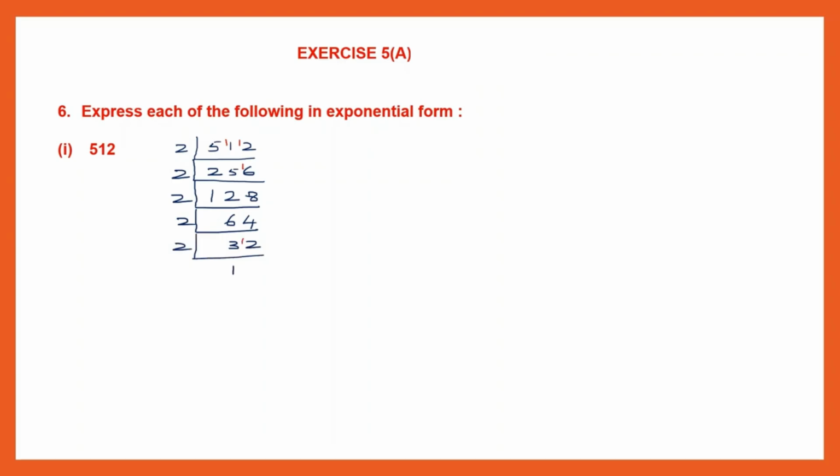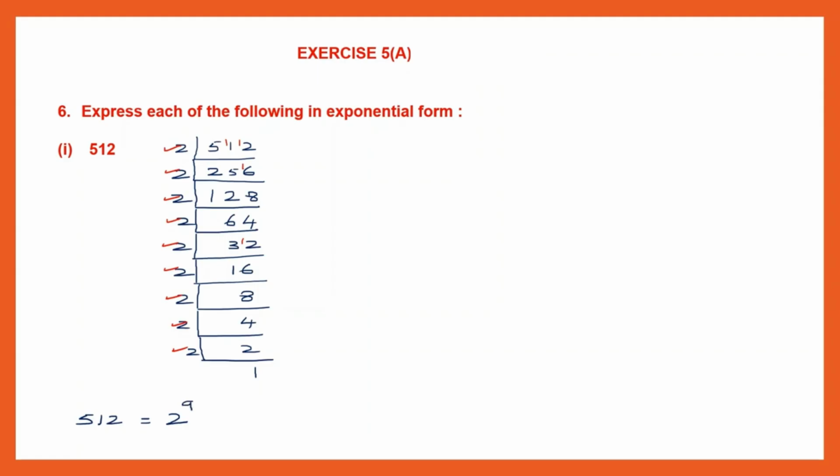So there's 1 left. So that becomes 12. 2 6s are 12. Then continue with 2 again. 2 8s are 16. Again, we'll continue with 2. 2 4s are 8. You can use 2 again. 2 2s are 4. You continue. 2 1s are 2. So we've used the prime factorization method and we have got 2's here. Let's count the number of 2's. 1, 2, 3, 4, 5, 6, 7, 8, 9. So that means 512, when you write it in the exponential form, is 2 raised to the power of 9.